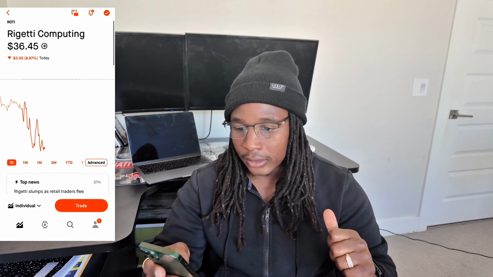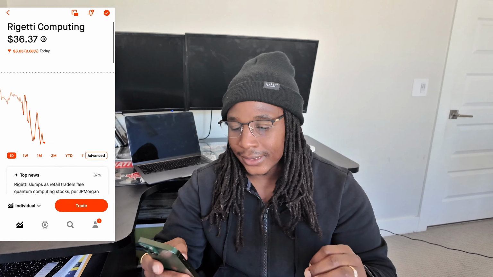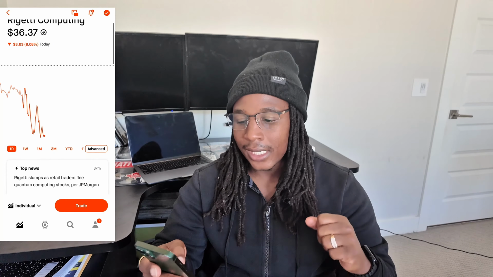So I'm going to open up Robinhood and just kind of show you guys a quick example, right? Like I said, I'm using RGTI for this. I've got RGTI pulled up. It's currently down for the day, sitting at $36.37, and it's down 9%, right? So I'm going to open up here.